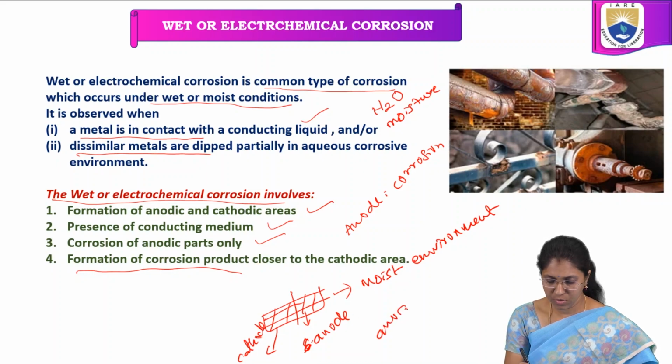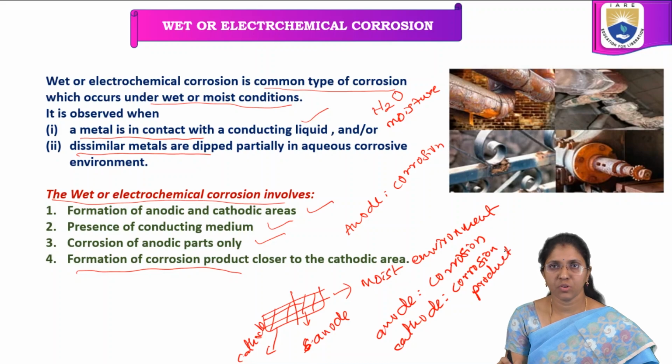At the anode, corrosion takes place. At the cathode, corrosion product is accumulated. So this is about electrochemical corrosion.